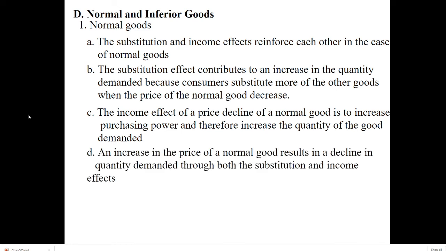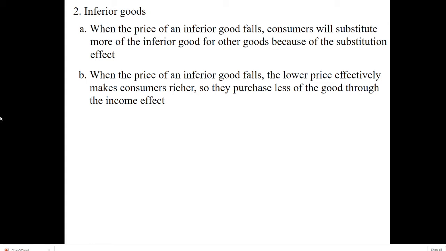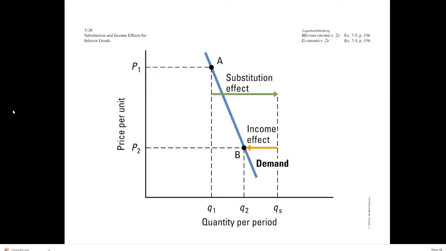What we really want to focus on is the inferior good. Consumers will substitute more of the inferior good for other goods because of the substitution effect. When the price of an inferior good falls, the lower price effectively makes the consumer richer, so they purchase less of the good through the income effect, right? Which is kind of odd, right? So now the inferior good's cheaper, but I'm buying less of it because I have more money. So instead of buying that slice of pizza, I can buy an extra brownie, so to speak. Okay, and the substitution and income effects work in opposite directions for the inferior good, right? And that's what we have.